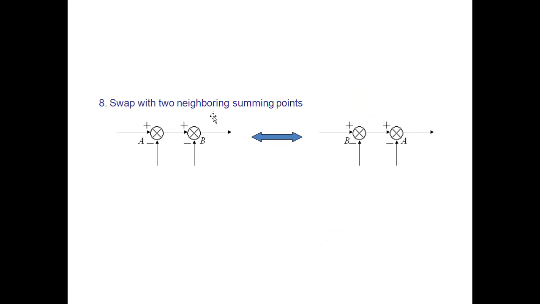Swap with two neighboring summing points. In these two summing points there is no block or no gain, then we can easily swap these two summing points. Swap means interchange, so this A is shifted over here and B gets transferred over here along with the same signs. Do not change any sign.